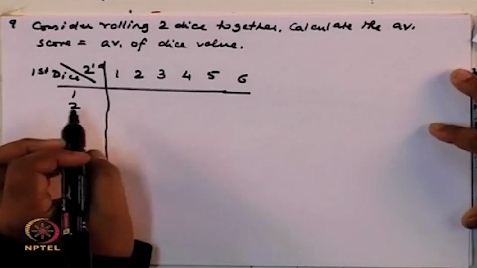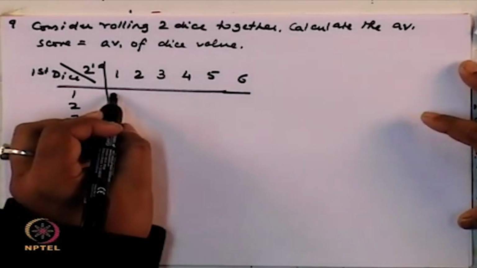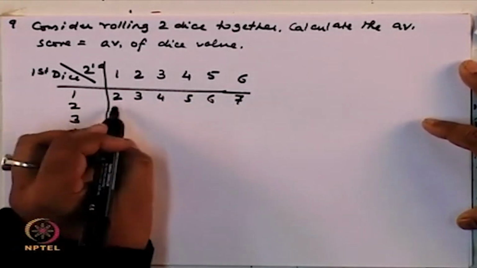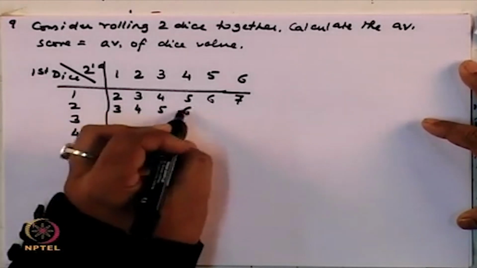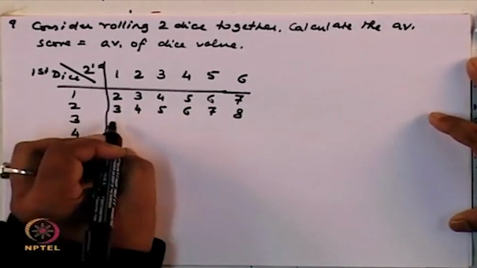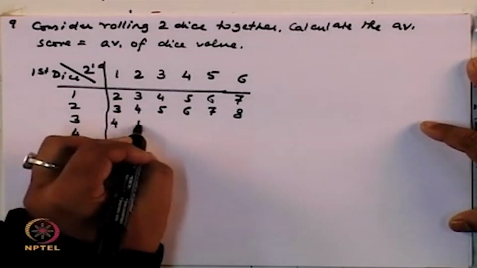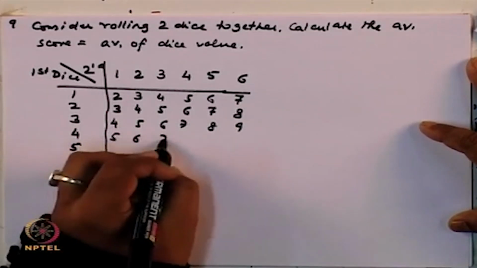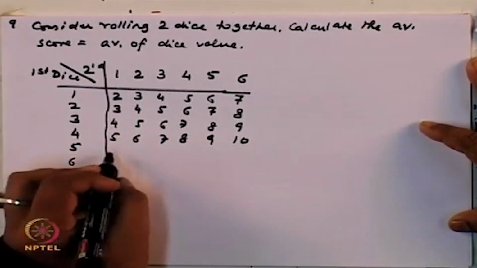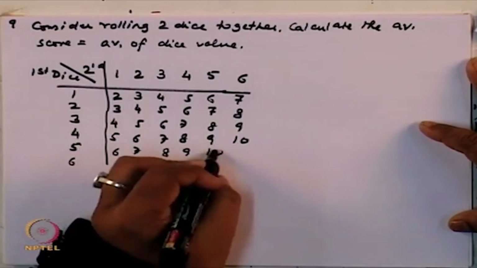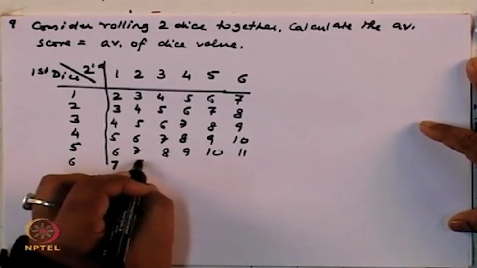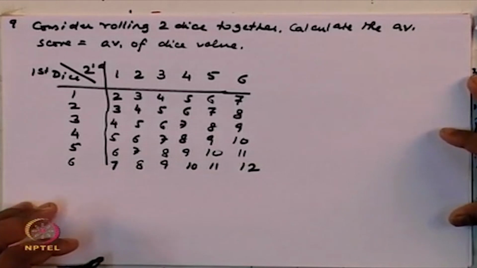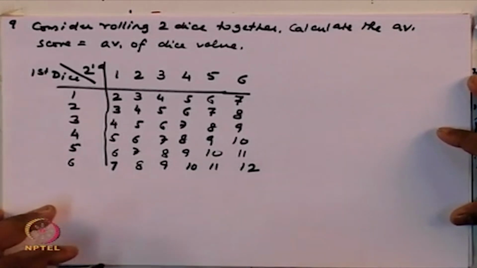Okay. So, if I write down the sum, it will be 2, 3, 4, 5, 6, 7. For 2 it is 3, 4, 5, 6, 7, 8. Okay. 4, 5, 6, 7, 8, 9. Okay. 5, 6, 7, 8, 9, 10. 6, 7, 8, 9, 10, 11, and 7, 8, 9, 10, 11, 12. Okay. So, from this I can calculate the average.